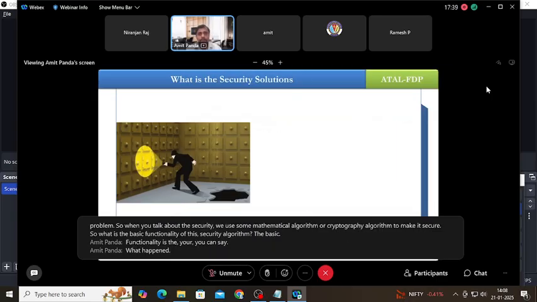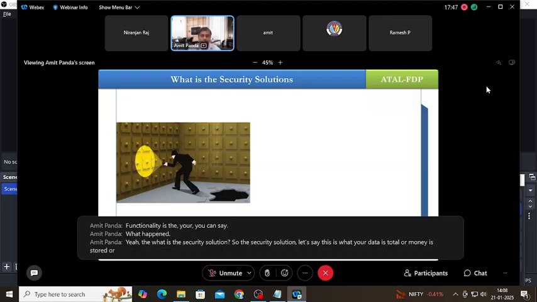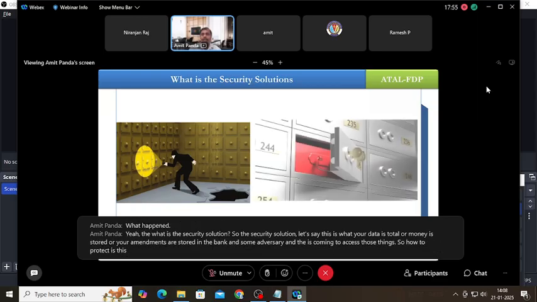Yeah, what is the security solution? So the security solution, let's say this is where your data is stored, or money is stored, or your ornaments are stored in the bank, and some adversary, a thief, is coming to access those things. So how do we protect this? Obviously, you need a key.